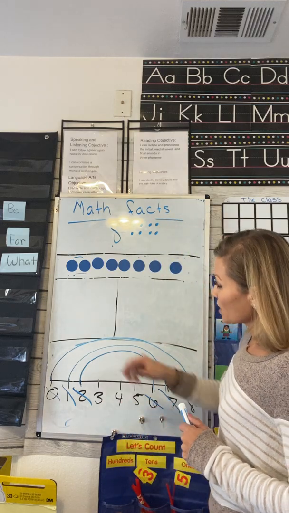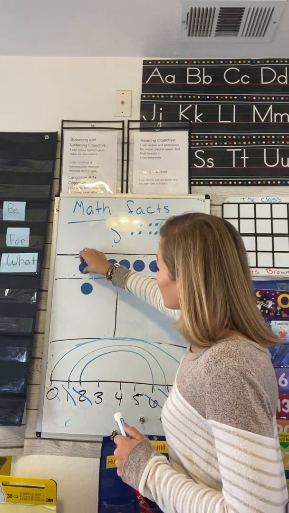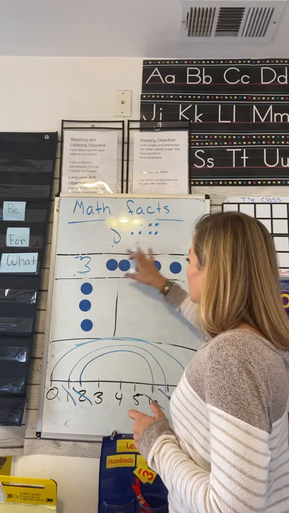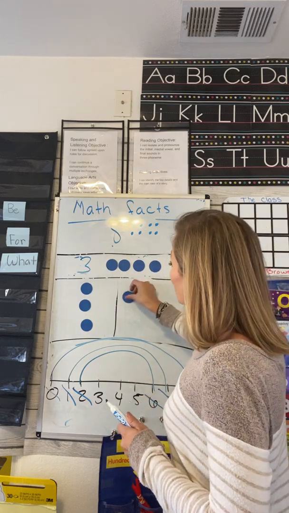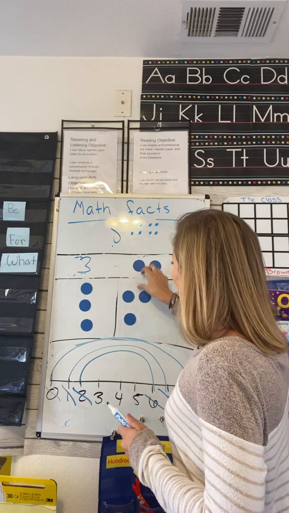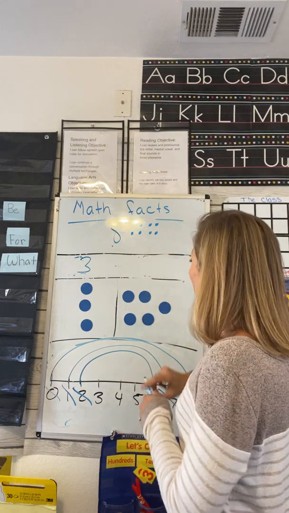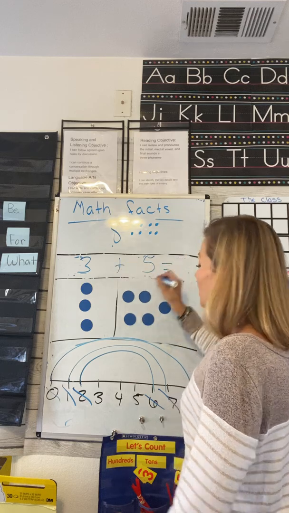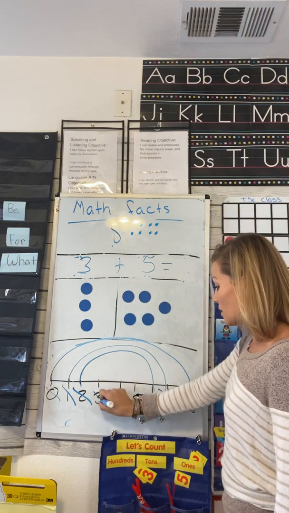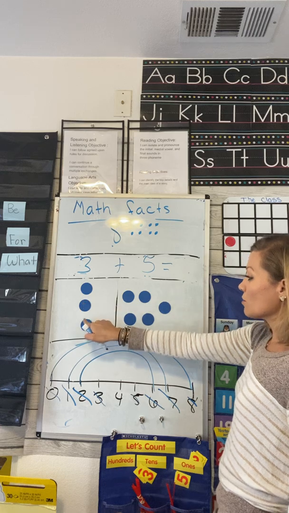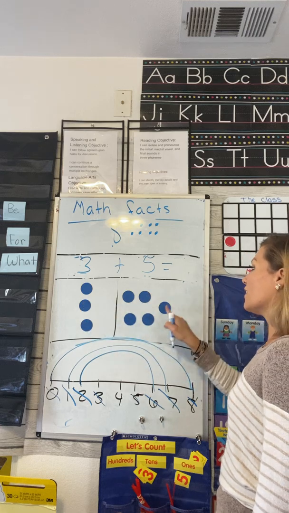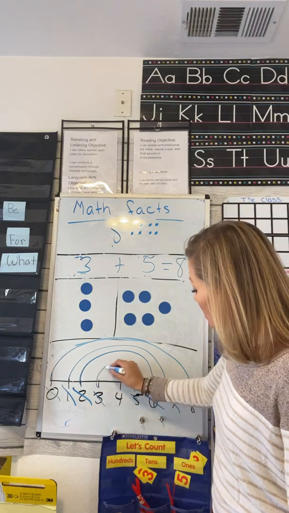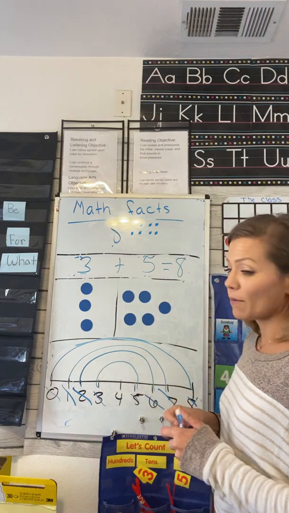My next number is 3. I'm going to move 1, 2, 3 on down to my first box, move the remainder over. So 1, 2, 3, 4, and 5. 3 plus 5, we'll find out if it equals 8. Cross off those numbers on my number line. 1, 2, 3, 4, 5, 6, 7, 8. 3 plus 5 does equal 8. My numbers are crossed off, and now I'm going to draw my rainbow.